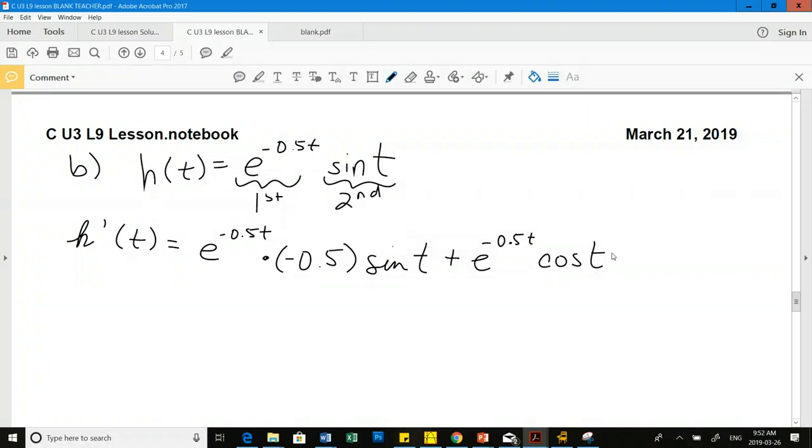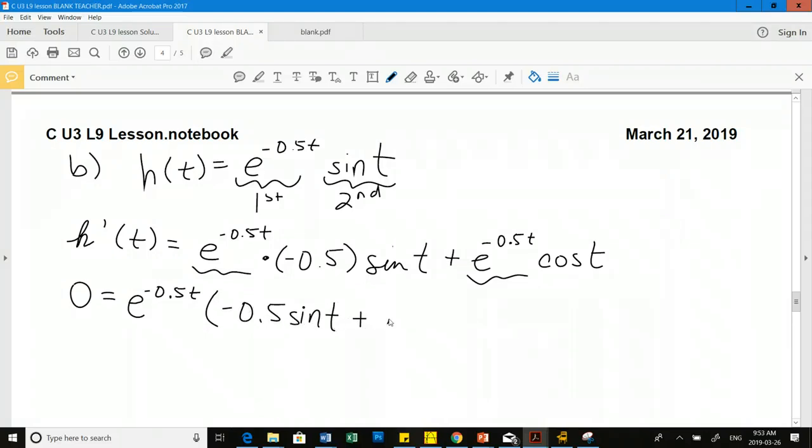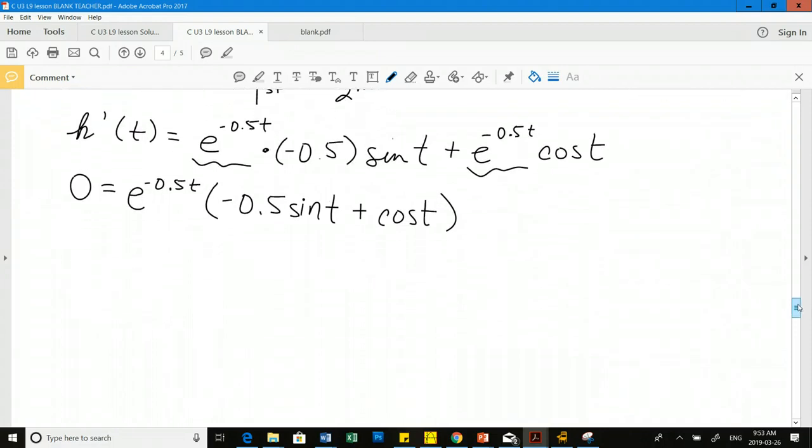Okay? I'm going to set this equal to 0, and the common factoring part that I've been showing you guys all along is actually really important in this question. You'll notice we have a common e to the exponent negative 0.5t. I'm going to common factor that guy out. This is really going to help me with the solving process here. I'll leave the rest in here. So we have negative 0.5 sine t plus cos t. I suppose we could take out a negative with that, but we don't absolutely need to.